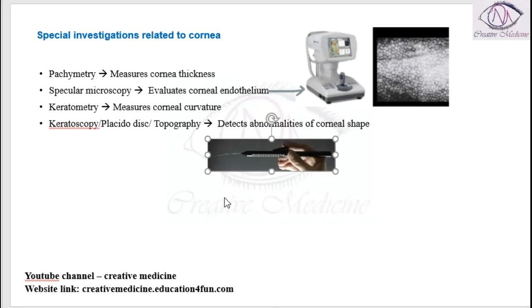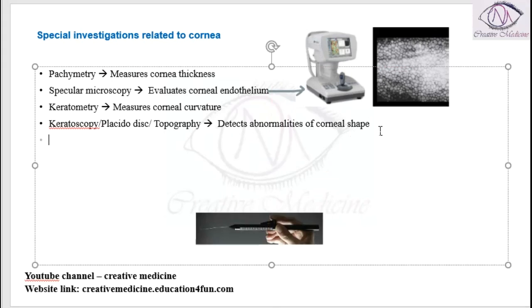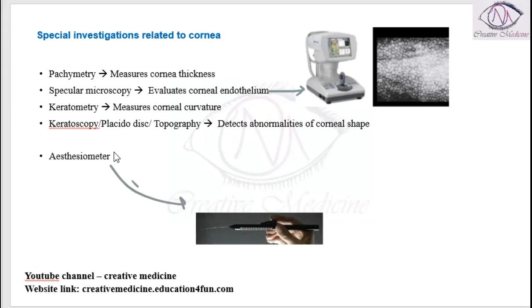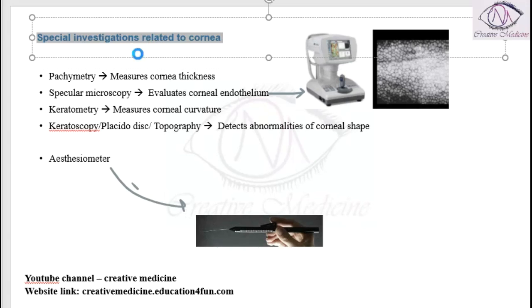Then for knowing the anesthesia of the cornea, the aesthesiometer is present. So this aesthesiometer is also important. This is the picture of the aesthesiometer. So these are the investigations of the cornea.